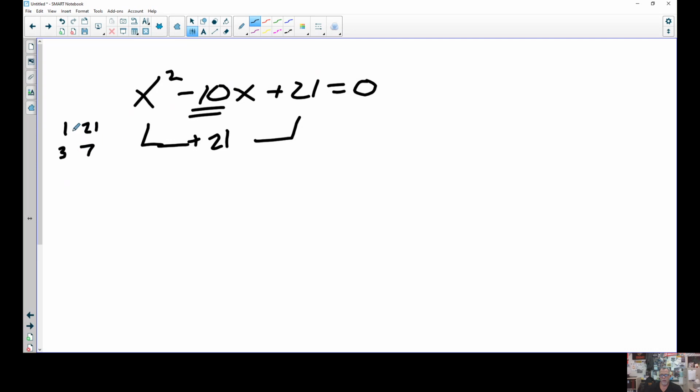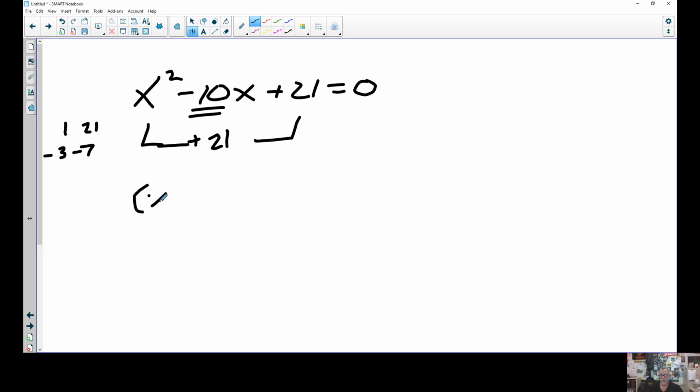So are there factors here that would add to -10? Yes, with the right sign on them, they could multiply to 21 and add to -10. And that would be if I have -3 and -7. These multiply to equal 21. They add to equal -10. Now, how do I finish this?